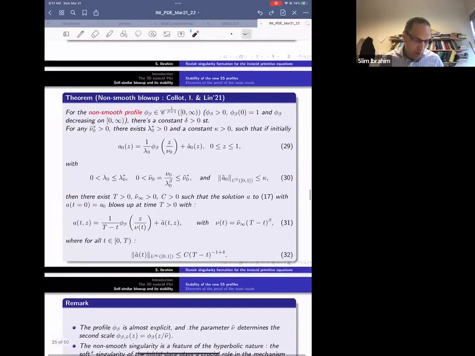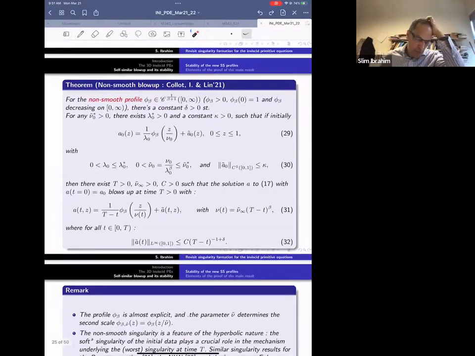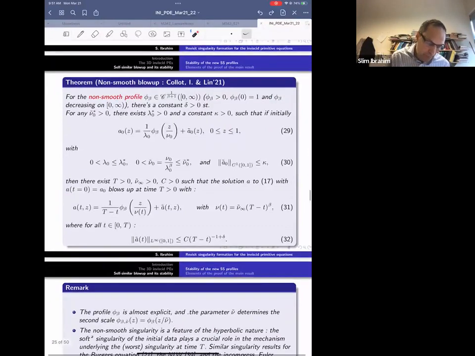Good. Now the second main result is in the non-smooth case. So now we are talking about beta greater than 0. Remember, when beta was greater than 0, the heuristic was that the pressure term is a lower order term, negligible, and you can neglect it. And basically that's true.